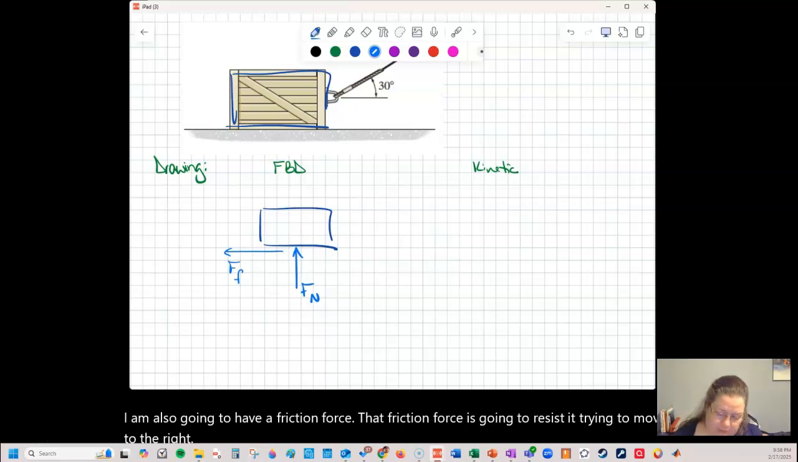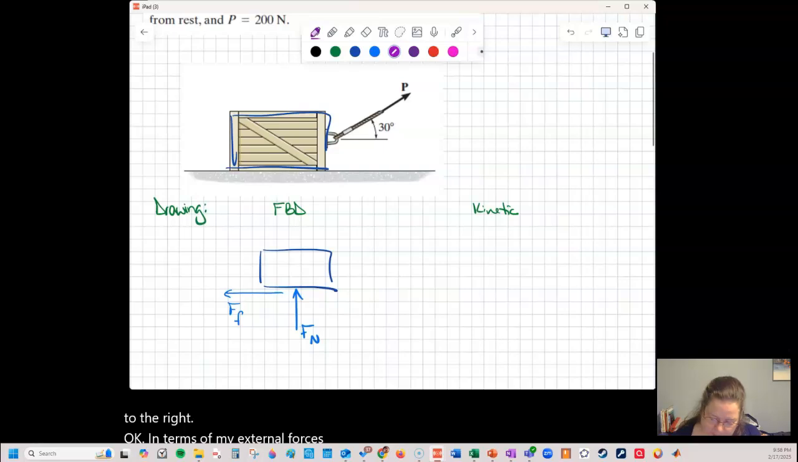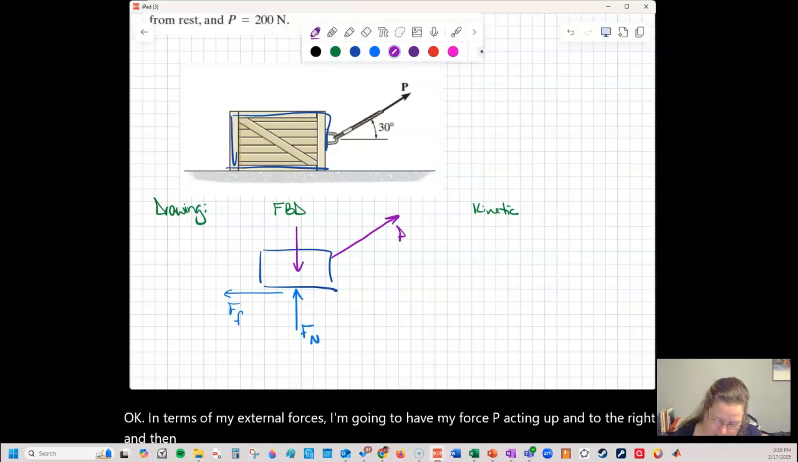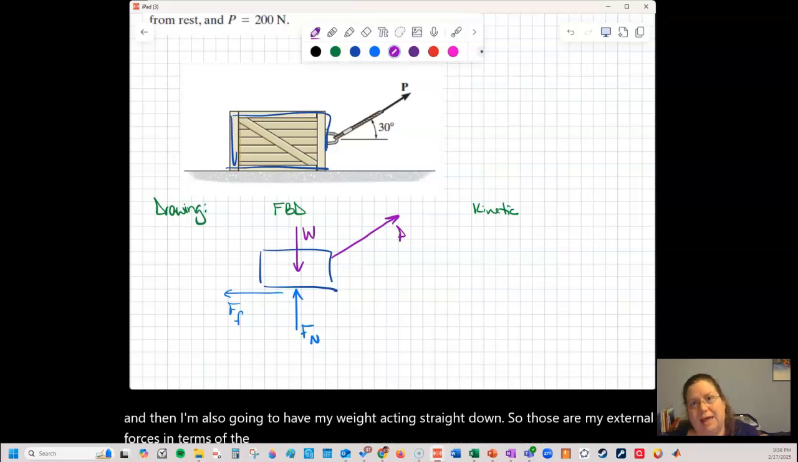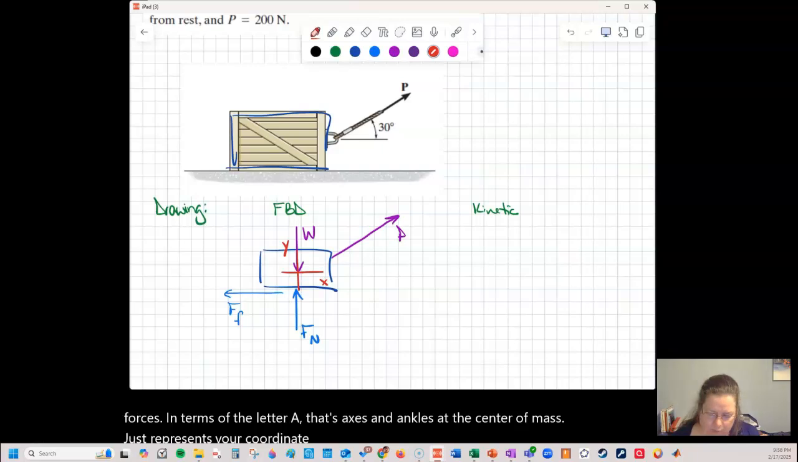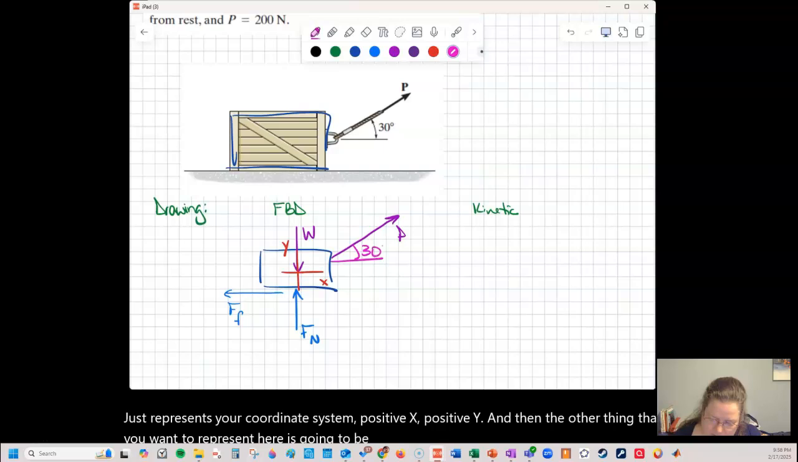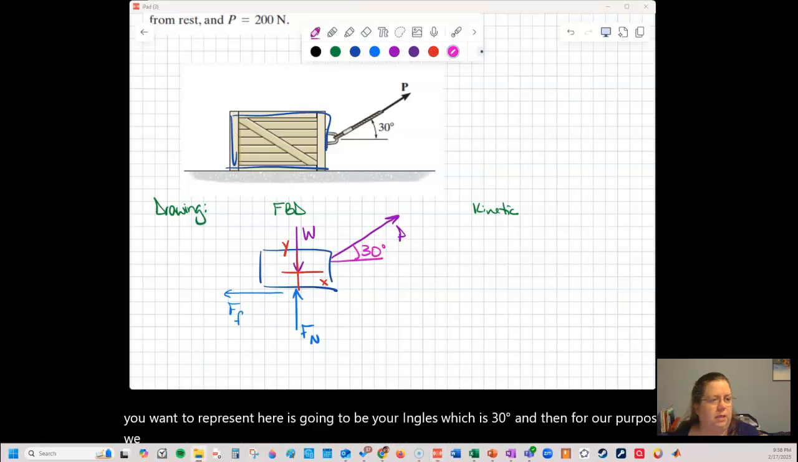Okay. In terms of my external forces, I'm going to have my force P acting up and to the right, and then I'm also going to have my weight acting straight down. So those are my external forces. In terms of the letter A, that's axes and angles at the center of mass. Just represent your coordinate system, positive x, positive y. And then the other thing that you want to represent here is your angles, which is 30 degrees. And for our purposes, we do not need to worry about dimensions at all.